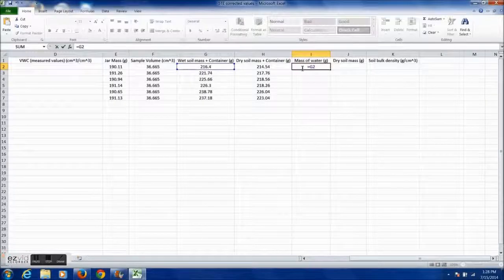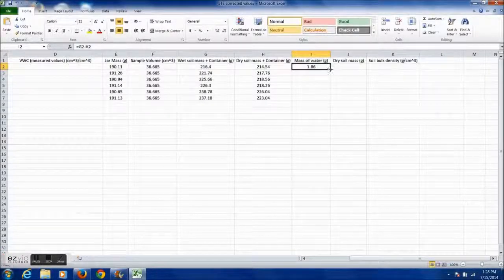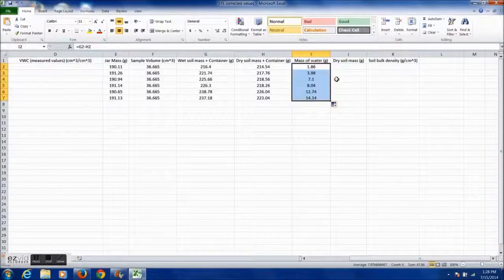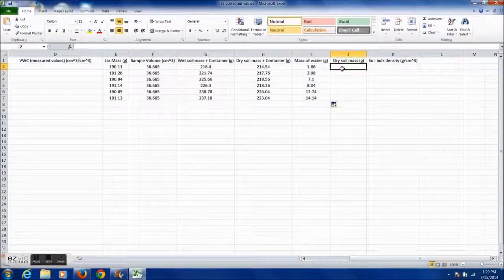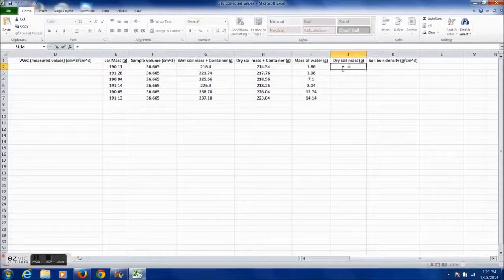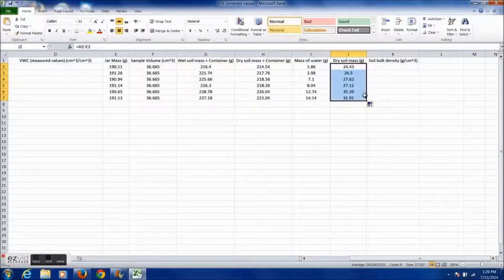To find the mass of water, take the mass of the wet soil and container and subtract from it the mass of the dry soil and container. To find the dry soil mass, subtract the weight of the container from the total mass of the dry soil and the container together. I now use Excel's fill down function to fill in the rest of the data for the remainder of the column.